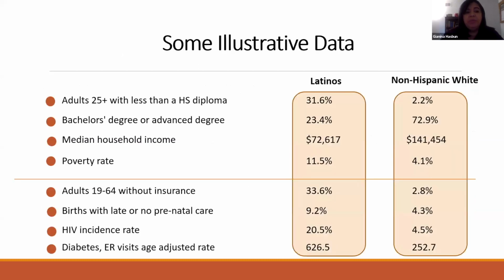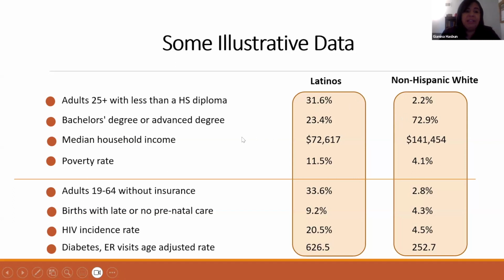So as I mentioned, we've been addressing some health disparities. I just wanted to share some data. As Manuel mentioned, data is important to reflect the impact of our work, but also to reflect the disparities in this case. You can see it here for yourself, but let's just take, in terms of education, adults that are 25 or older with less than a high school diploma: for the Latino community it is 31.6%, versus non-Hispanic white, which is 2.2%. So the data speaks for itself.